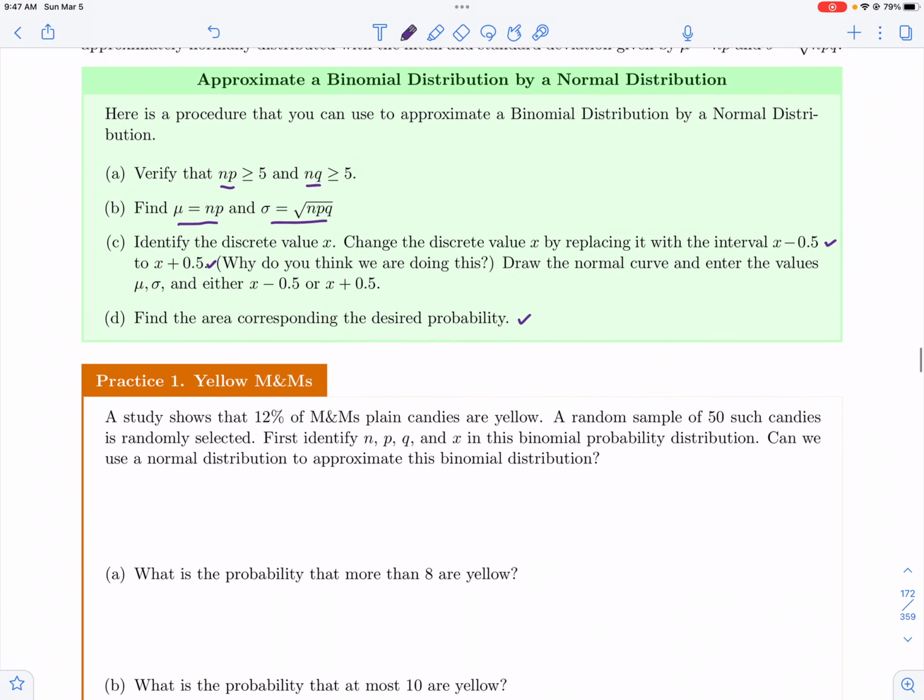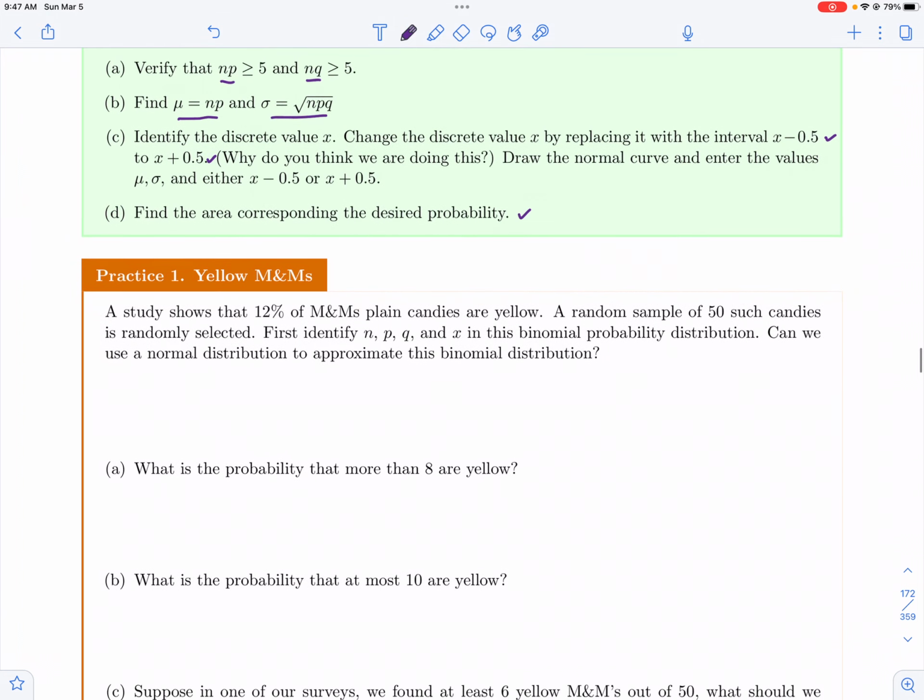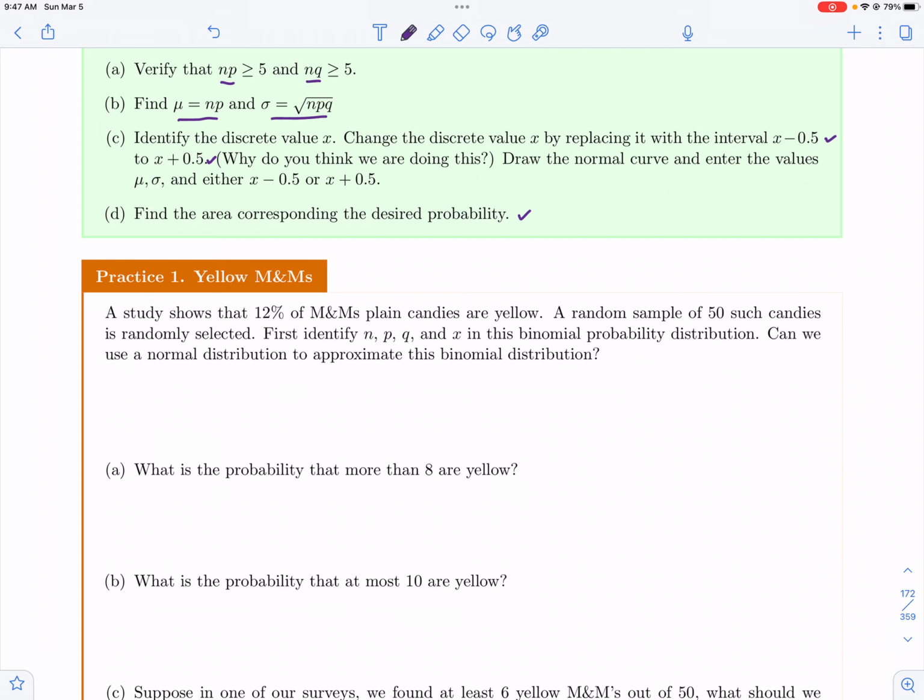All right, so let's take a look at practice 1 here, and we'll work through this one together. A study shows that 12% of M&M plain candies are yellow. A random sample of 50 such candies is randomly selected. First, identify N, P, Q, and X in this binomial distribution. Can we use a normal distribution to approximate this binomial distribution?